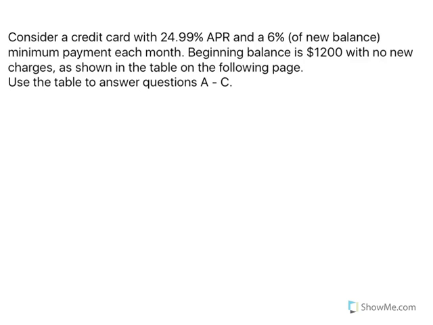Consider a credit card with 24.99% APR and a 6% of the new balance minimum payment each month. Beginning balance is $1,200 with no new charges, as shown in the table on the following page. We're going to use that table to answer questions A through C.